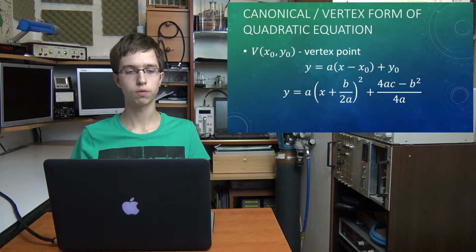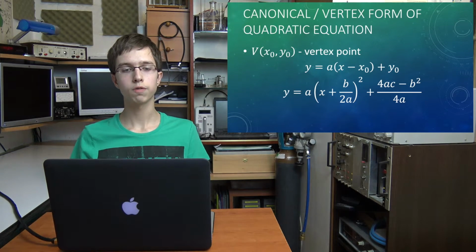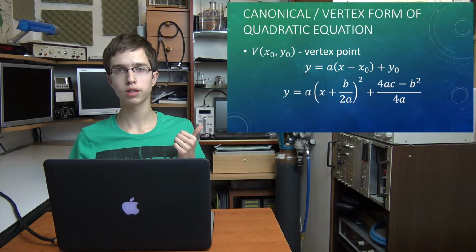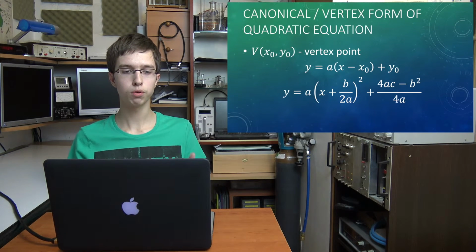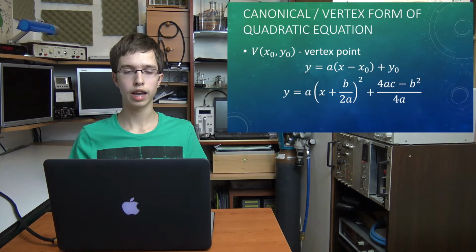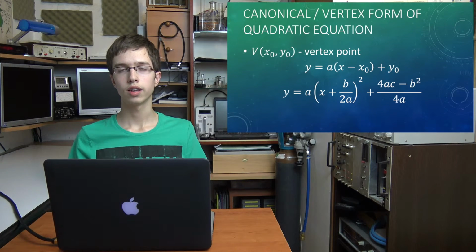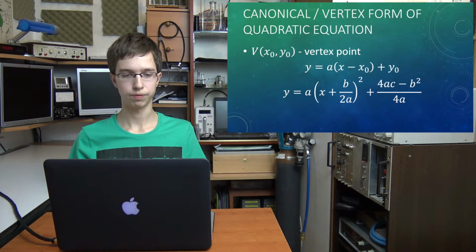Canonical or vertex form of quadratic equation is a form which includes a vertex point with its coordinates x0 and y0. And we have this first formula, and if we put in those expressions for x0 and y0, so for coordinates of the vertex point we've seen on the last slide, we get this second formula.